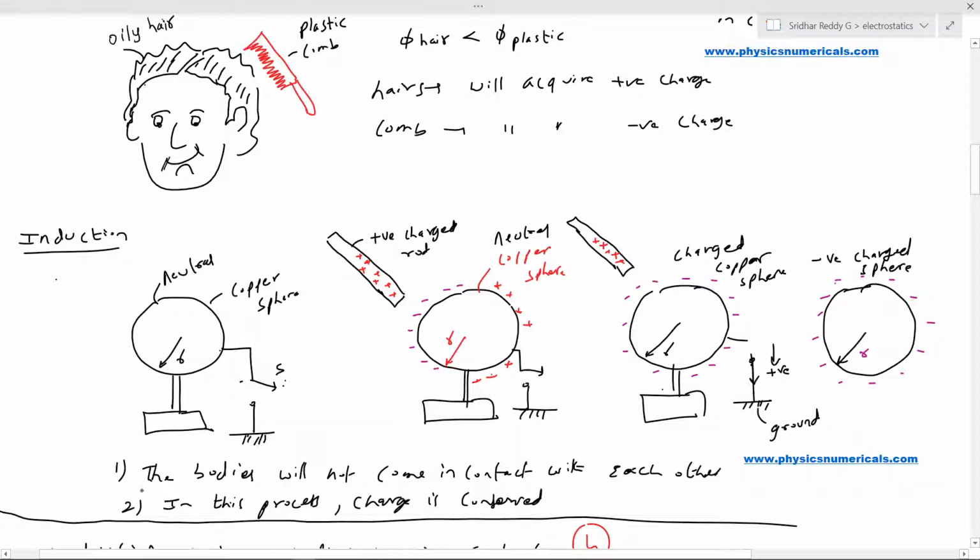So what happens in electrostatic induction? The two bodies will not come in contact.